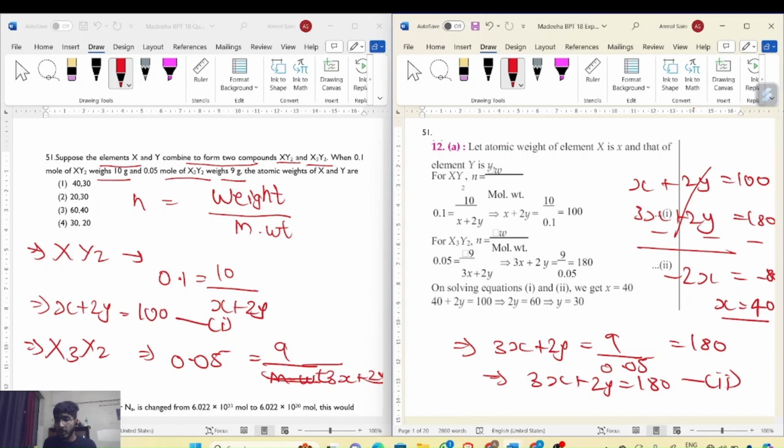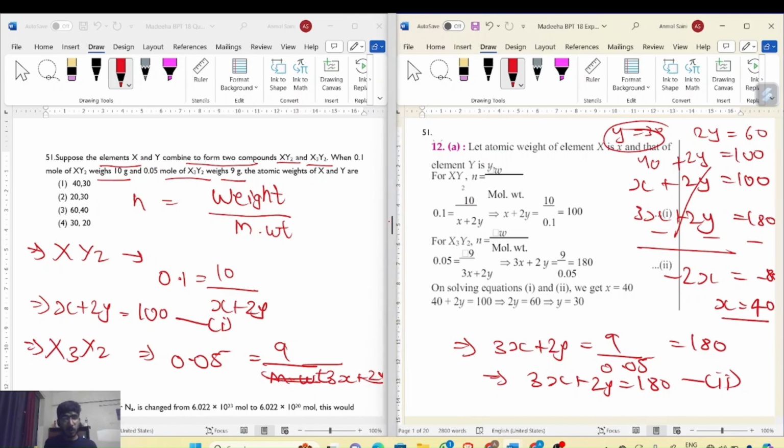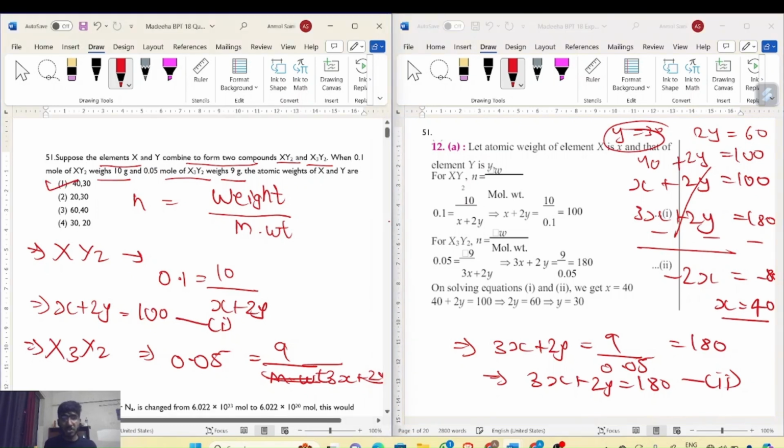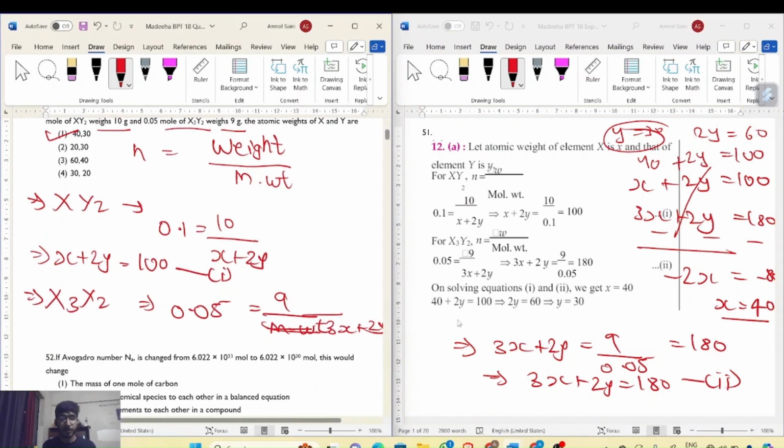So we get X as 40 and we have to calculate Y now. Putting the value of X in this equation, 40 plus 2Y is equal to 100. So 2Y is equal to 60 and Y is equal to 30. So the atomic weight of X and Y will be 40 and 30 respectively. So option A is our correct answer.